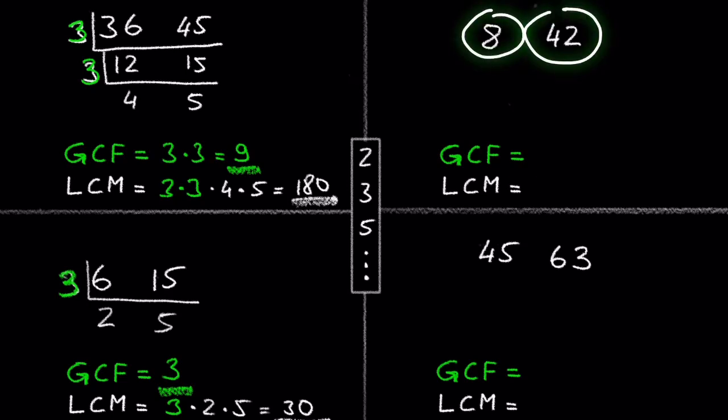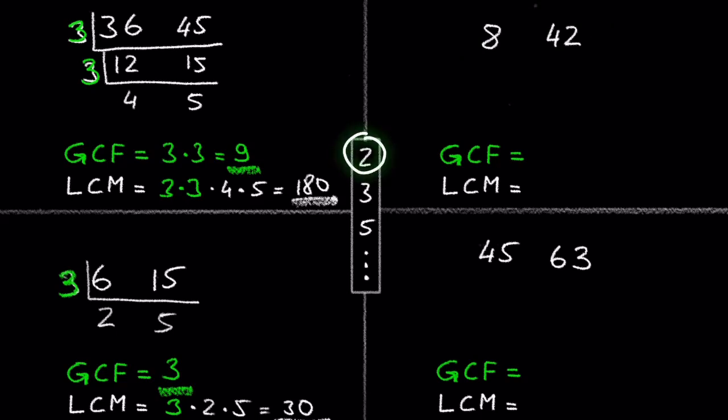Find the greatest common factor and the least common multiple of 8 and 42 using the ladder method. 8 and 42 are divisible by the first prime number 2. So 8 divided by 2 is 4, and 42 divided by 2 is 21. 4 is divisible by the first prime number 2, but 21 is not. Let's try the next prime number, which is 3.